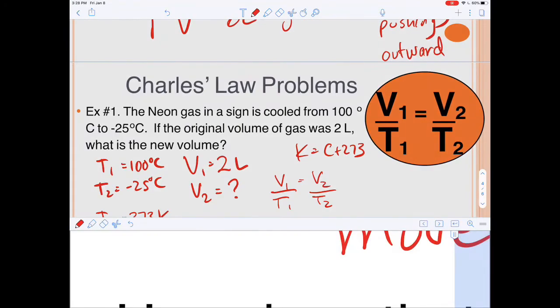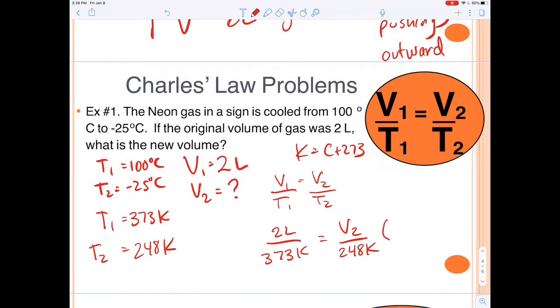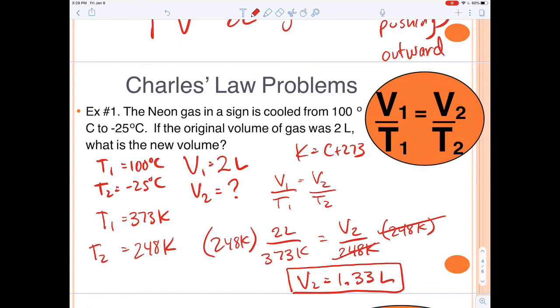To solve for V2, all we have to do here is multiply both sides by 248 Kelvin. Okay, these get canceled out, and then we just do the math on this side. 248 times 2 divided by 373, and we get our final answer of about 1.33 liters. Okay? Try to include some decimals in your answers just to be more accurate. So when you're solving for volume, you just got to multiply both sides by the temperature beneath the unknown.